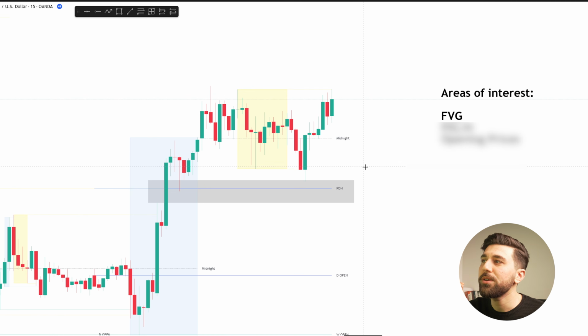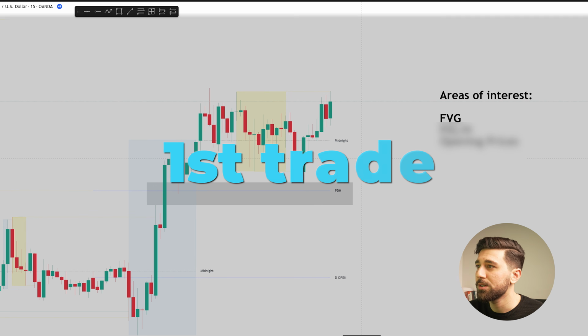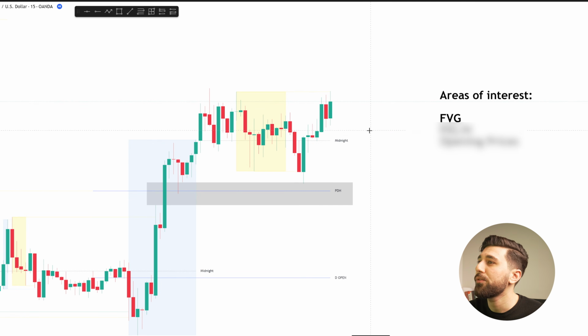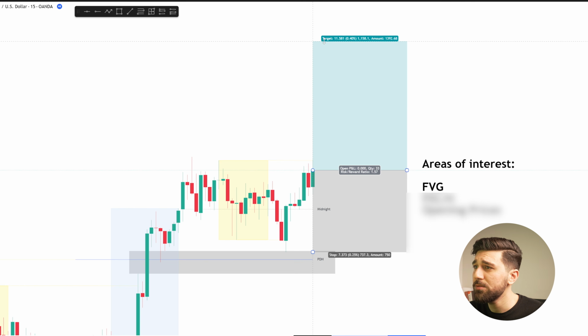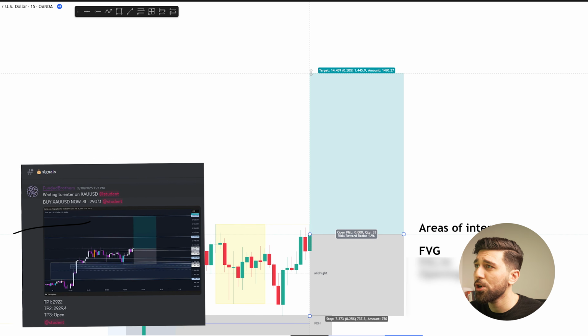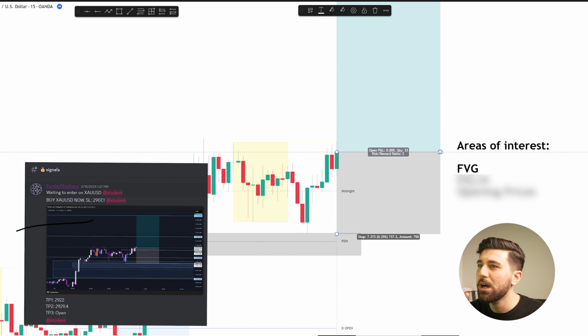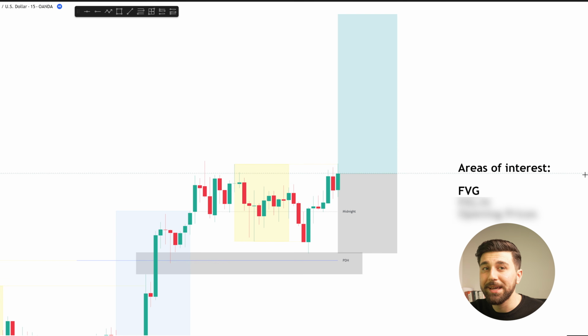So let's start with the first trade right here. I called this trade live also for the Discord community. Let me just show you the entry first, right in here. I'll also put a screenshot where I called the trade live. And now let me explain the setup.